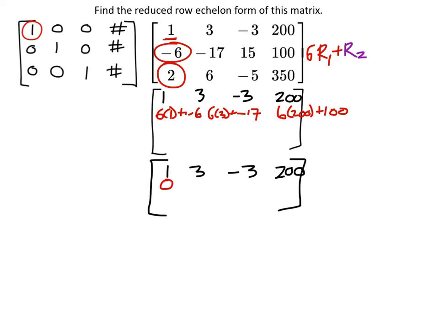Second column, second row: 6 times 3 plus -17, 1. That third column would be 6 times -3 plus 15. So 6 times -3 is -18 plus 15, -3. And then the last column, 6 times 200, 1200 plus 100, 1300. So that's what we wanted on that second row, was to make this a 0.